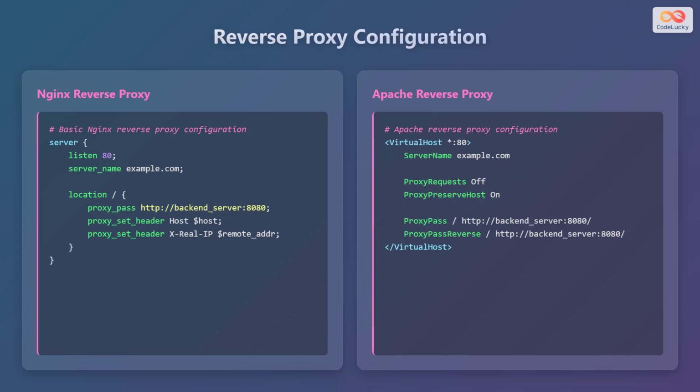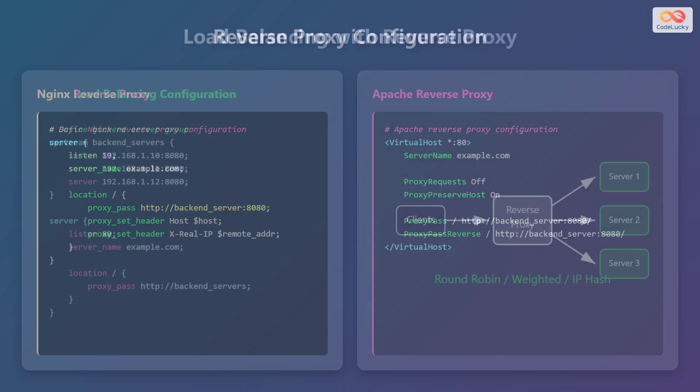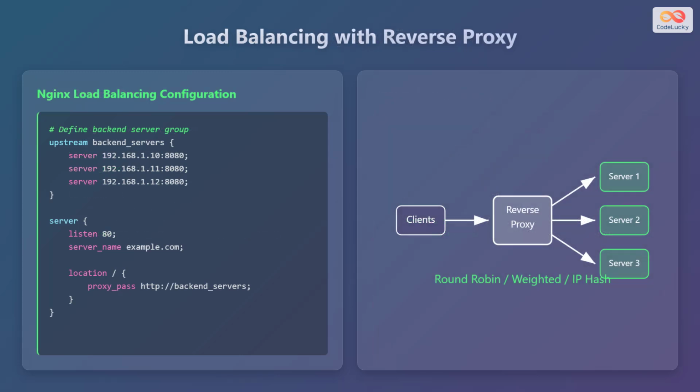In this case, the backend server is accessible at http://backend_server:8080/. Let's explore how to configure load balancing with a reverse proxy. This setup allows you to distribute incoming traffic across multiple backend servers, improving performance and reliability.